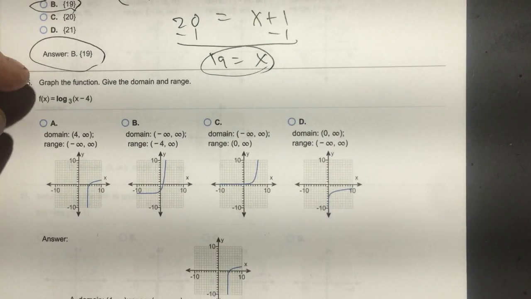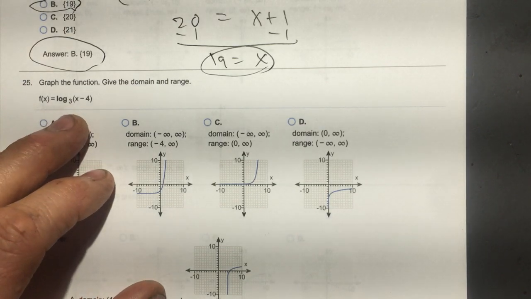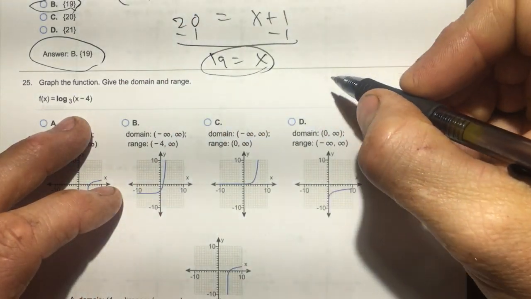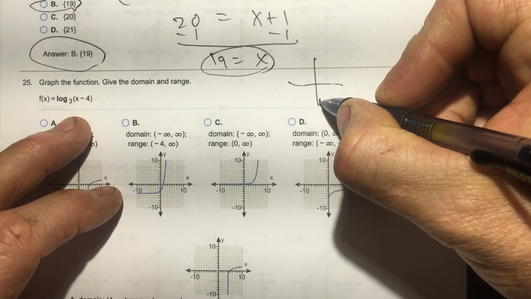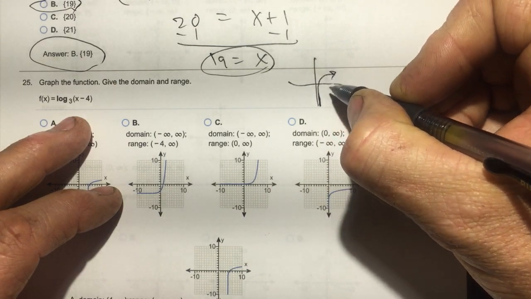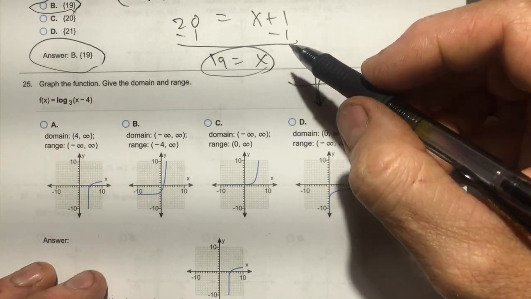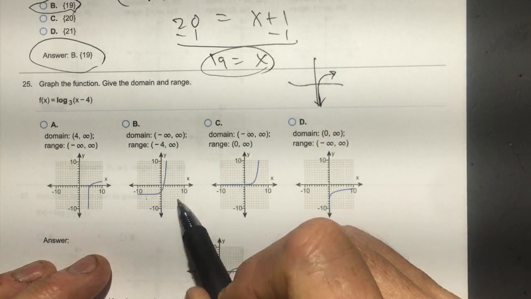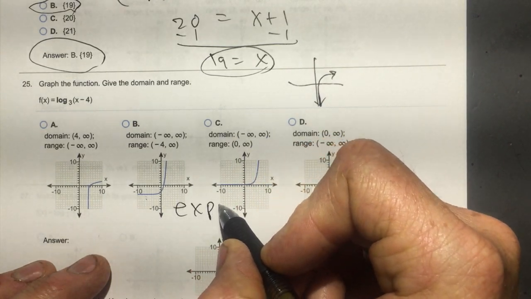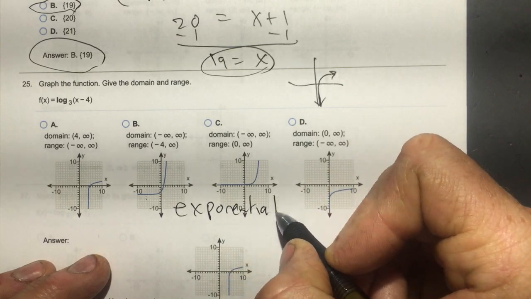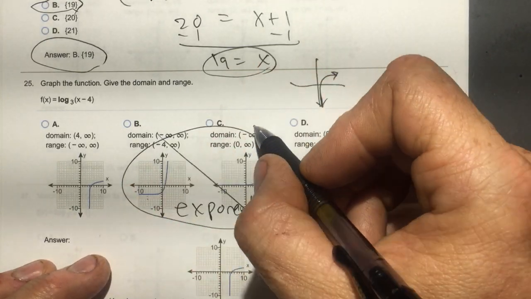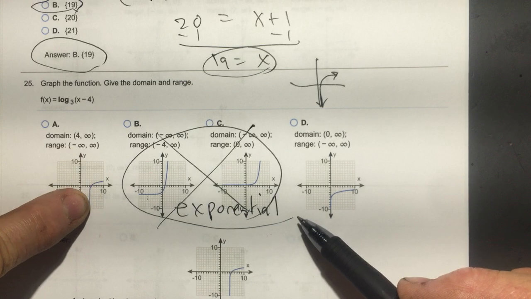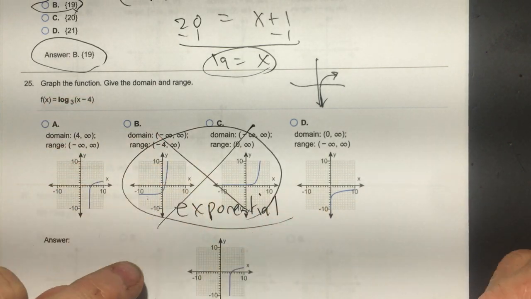What we have here, graph this log equation. All right, remember now, on a log, it has a tail that goes down like this. So looking at this, see my tail goes sideways? These right here are exponentials. Both of these two are. That's not right. See, this has a tail going down. This has a tail going down. So it's one of these two.